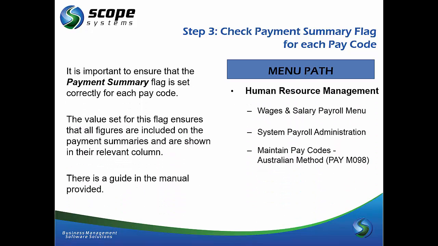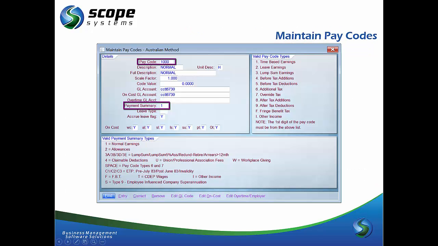The most important thing you need to do before you start any processing is check that your payment summary flag on each pay code is correct and that it exists for the ones that need it to be there. Like, you don't need it on the 6,000 codes and the 7,000 codes, obviously, but the rest of them you need to go through all of your pay codes, and it's a big job if you've got a lot of pay codes, but otherwise it's fairly quick.